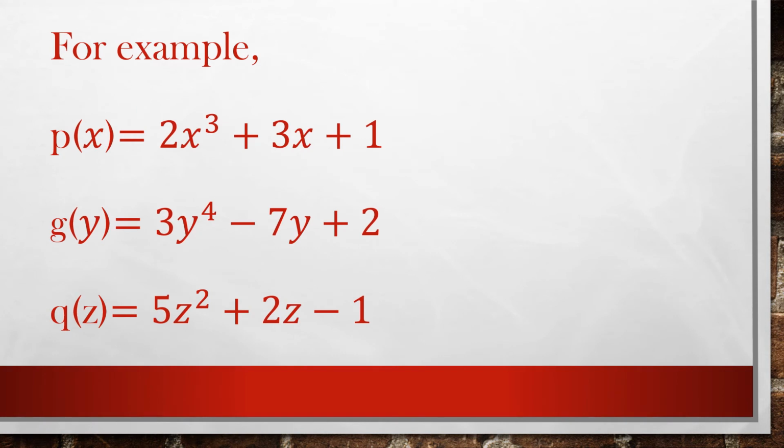For example, just see, in the first example, the variable used is x. So it has been named as polynomial in variable x, p of x. Here the variable is y, so we can name it g of y because the variable used is y, right? So 5z square plus 2z minus 1, here the variable is z, so we can name it q of z. So this is just the way of giving the name to any polynomial.